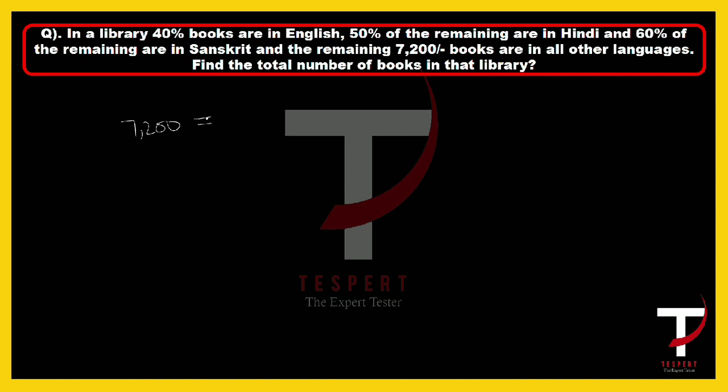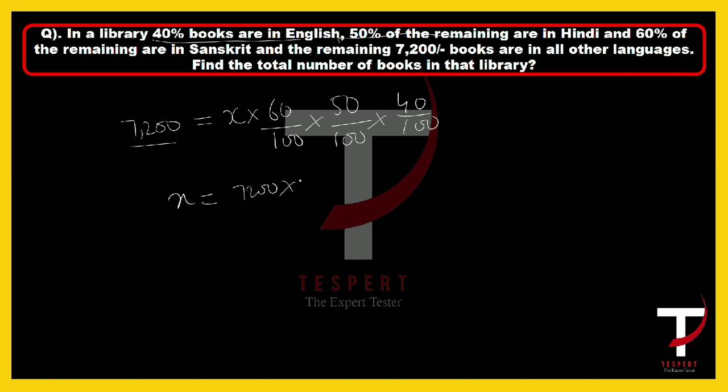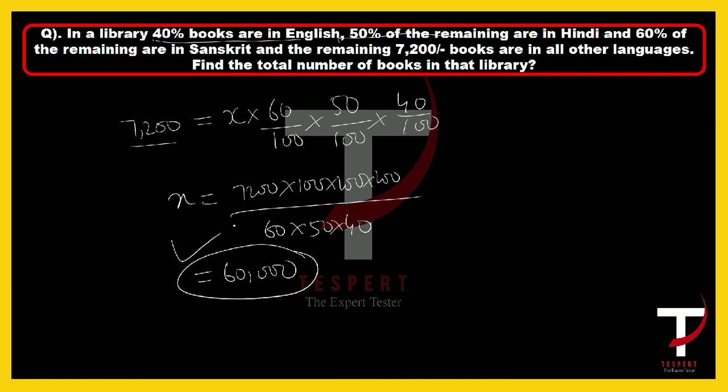Let us assume the total number to be x. We solved this method in lots of problems previously. So the remaining books is equal to x into, if 40% of books are in English, the remaining is 100 minus 40, 60 by 100, into, if 50% of the remaining books are Hindi, then the remaining is 50 by 100, into, if 60% of the remaining are in Sanskrit, then the remaining is 100 minus 60, which is 40 by 100. So x will be equal to 7200 into 100 into 100 into 100 divided by 60 into 50 into 40. We get x as 60,000 books. The total number of books is 60,000.